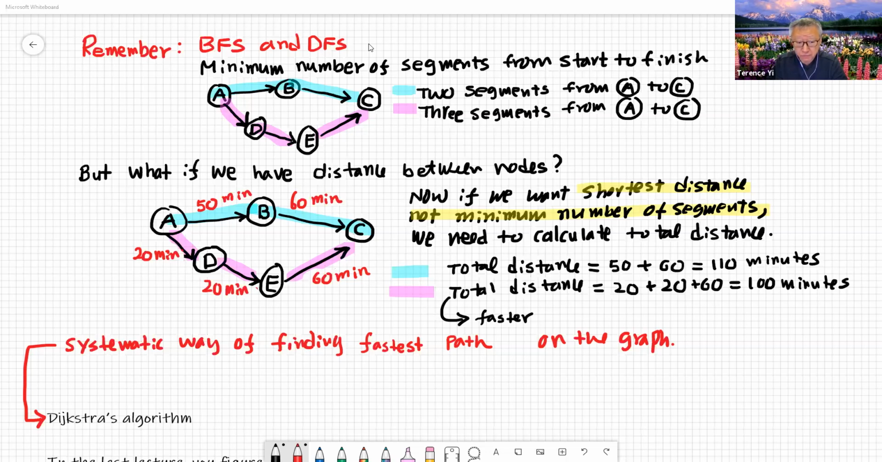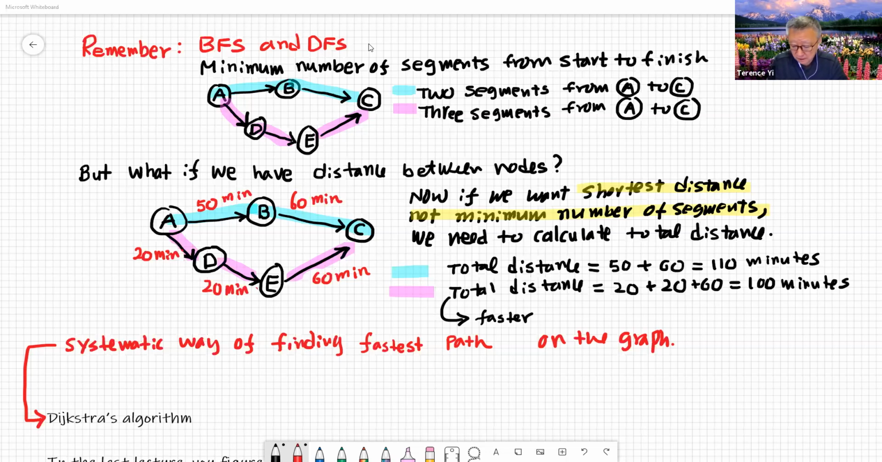So when we looked at breadth first or depth first search, the idea behind those search algorithms is: what would be the minimum segments that I need to take going from the starting node to the ending node? So rather than the distance, meaning the fastest, this was more of the shortest path to the place that we want to go.